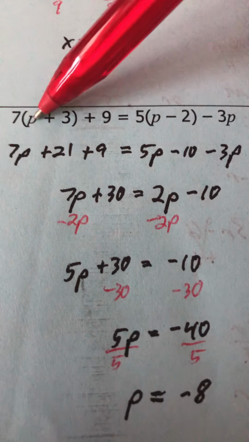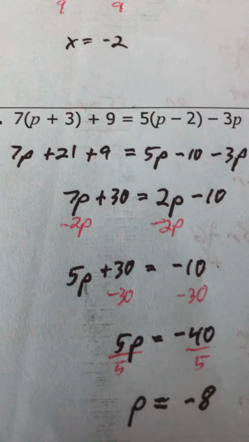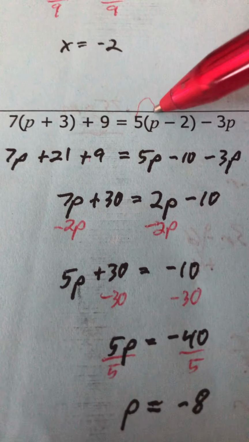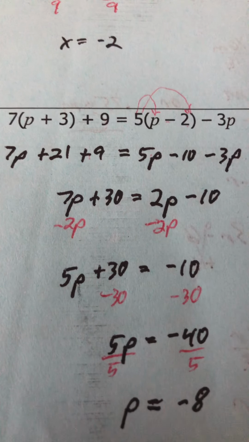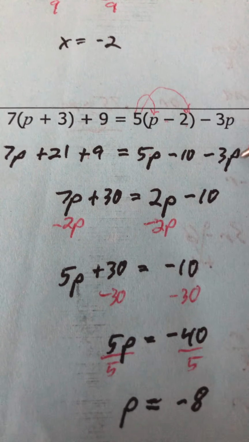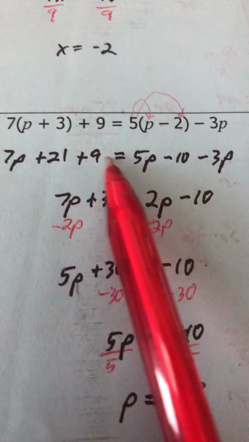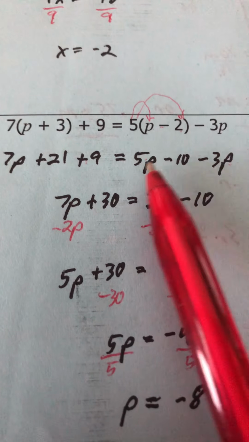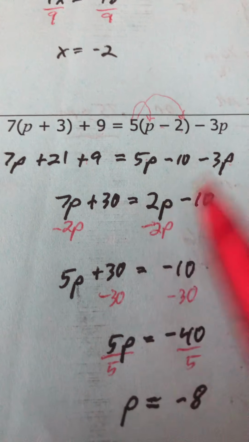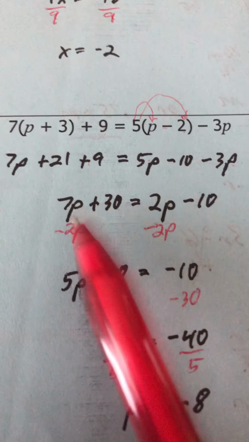And then number 12, I use the distributive property, so I have 7p, and 7 times 3 is 21, and then I bring this plus 9 down, didn't do anything with it. Then 5 times the p, and 5 times the negative 2, so I get negative 10, and then I have my minus 3p over here. Then I've got to combine like terms. These two don't have a p with them, so I can put them together: 21 plus 9 is 30. These two p's I can put together: 5 minus 3 is 2, so I'm left with 2p. I didn't do anything with my minus 10, I bring it down. Didn't do anything with my 7p, I bring it down.